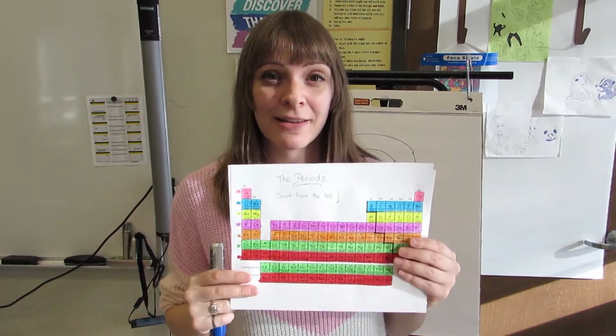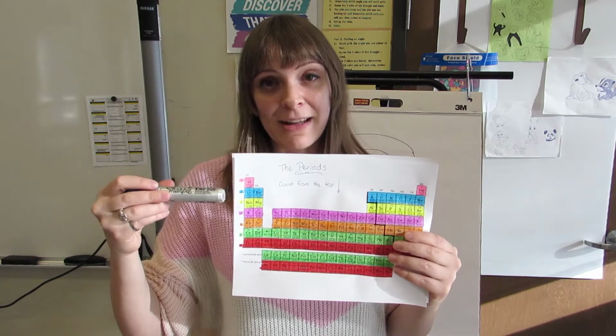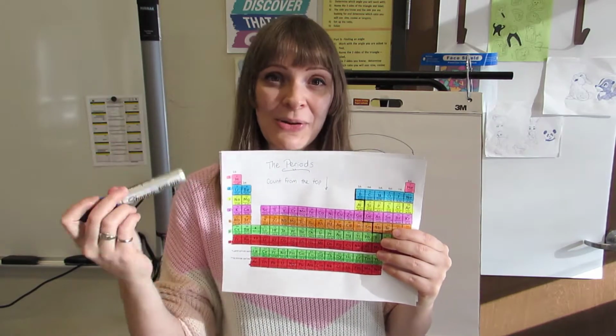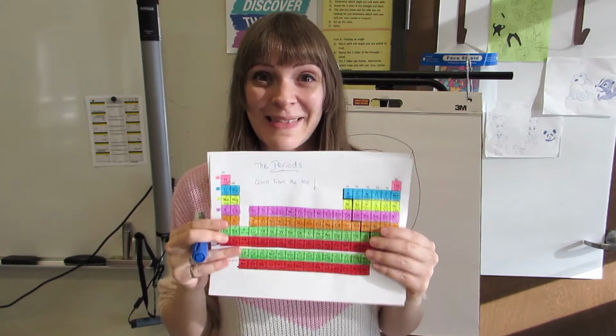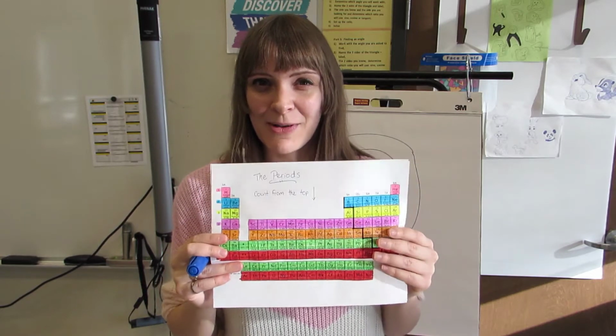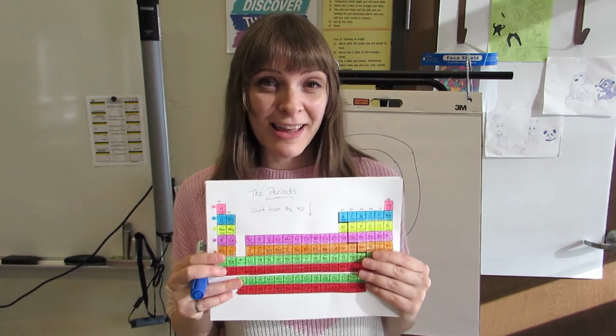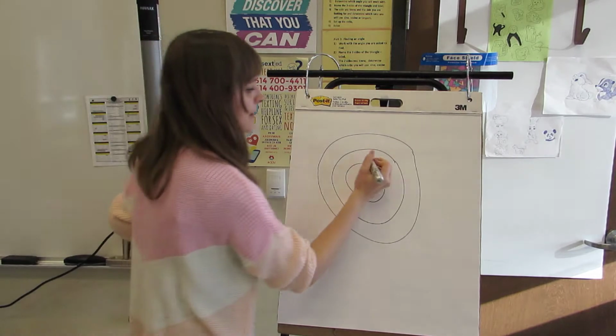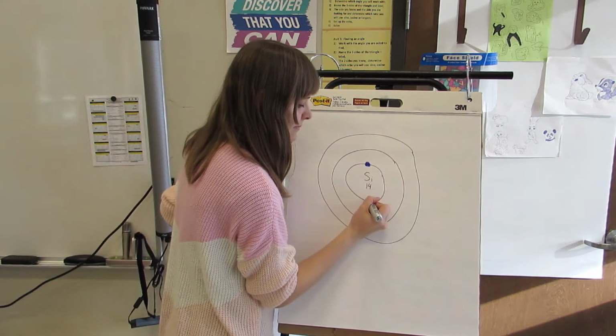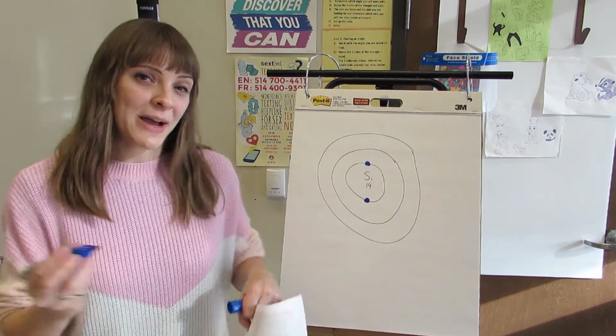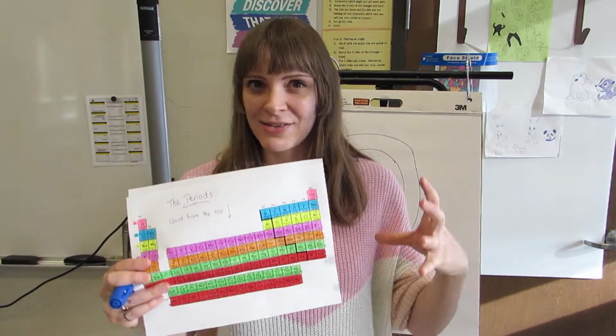The reason for that is when you look at your first period, you'll notice that in the pink one, there's only 2 elements in that period. Each element represents an electron. So the first ring can only hold 2 electrons. So there we go. I have drawn in my 2 electrons. Now I have to move on to the second ring.